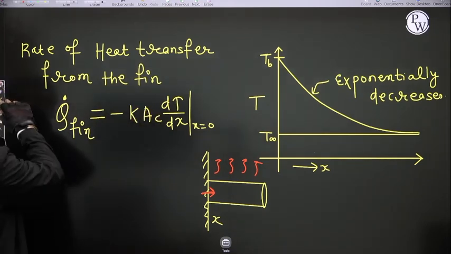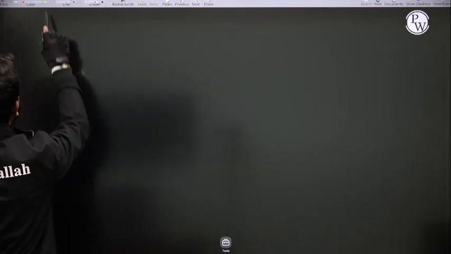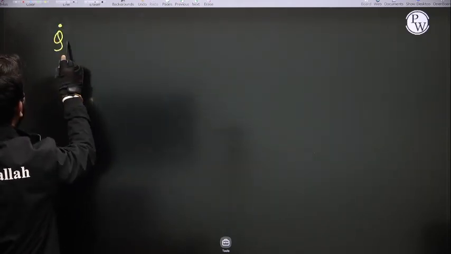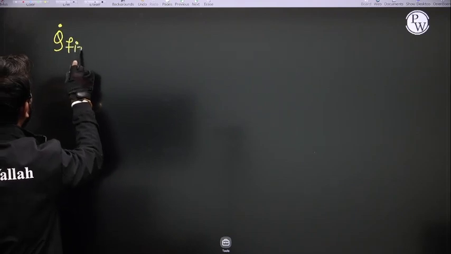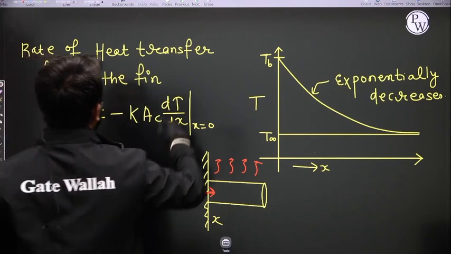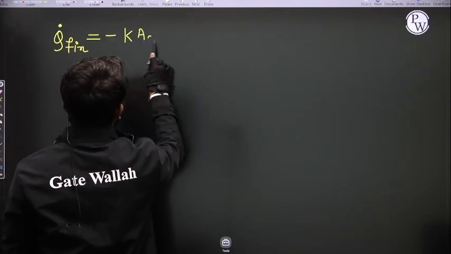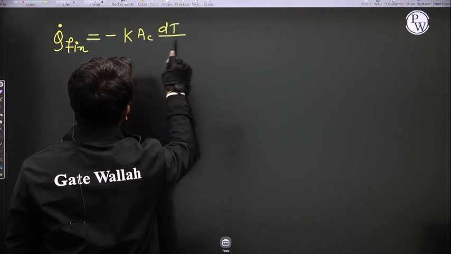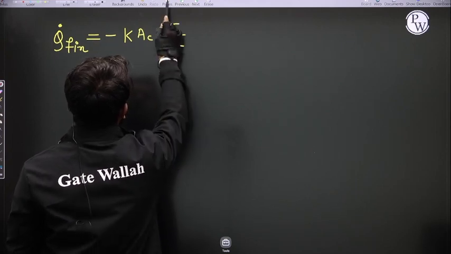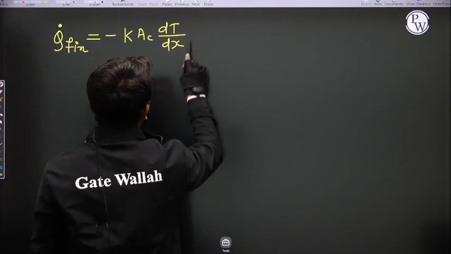Okay, now see, q dot fin is equal to minus k Ac dT by dx at x is equal to 0.